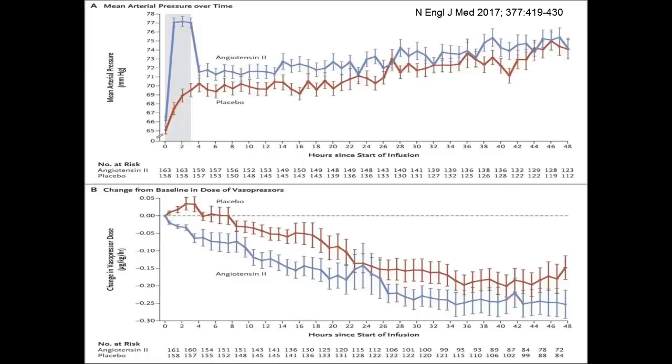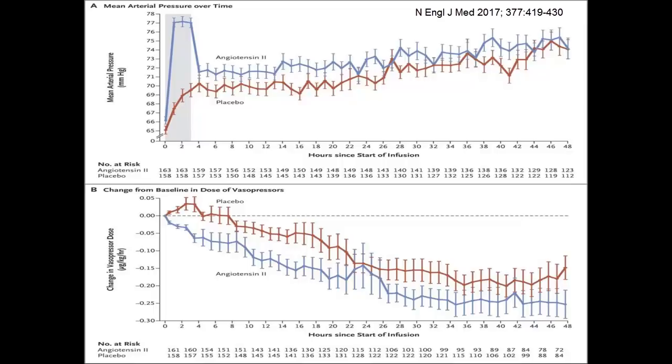And this is basically the groups here. You can see the mean arterial pressure when the angiotensin is higher than the placebo, and also the change in the vasopressor that you're using, the norepi, you're able to wean this quicker with the angiotensin versus the placebo. So that's basically their endpoint. Again, I think this is probably a good study to prove the concept of this, but I think we're going to hear more about that.